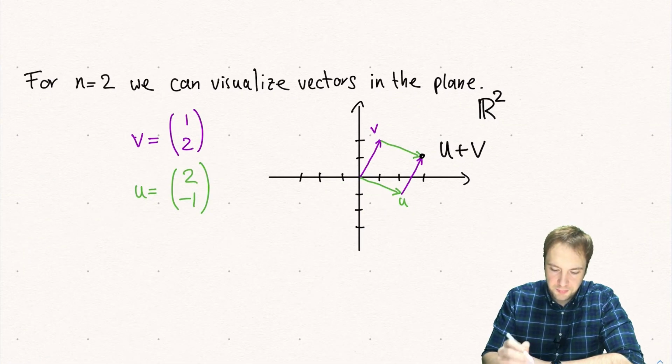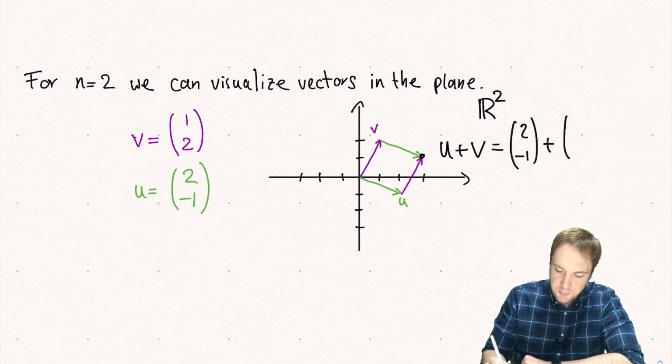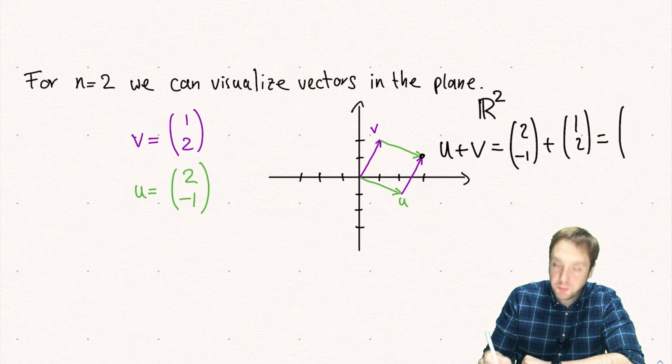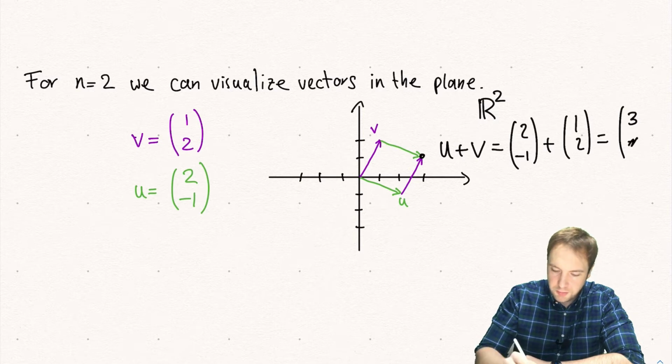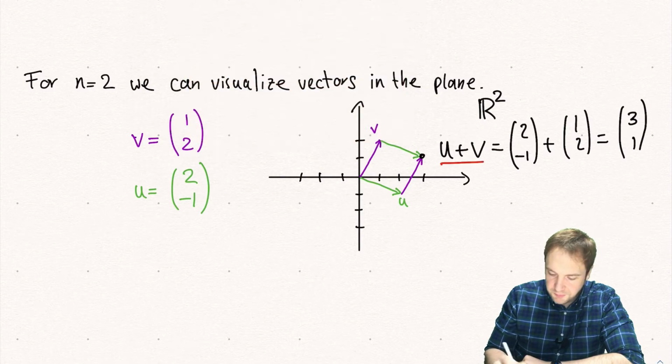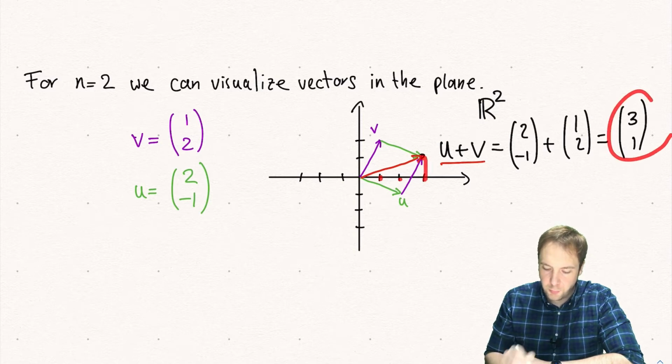And so what are the entries of this? So this here is u, 2 and -1, plus v, which is 1, 2. And what we do is we just add component-wise. So here it's 3 and 1, because it's -1 plus 2. And here we see that, if this is the red vector, the sum of u and v is exactly this. We go 3 to the right and 1 up.